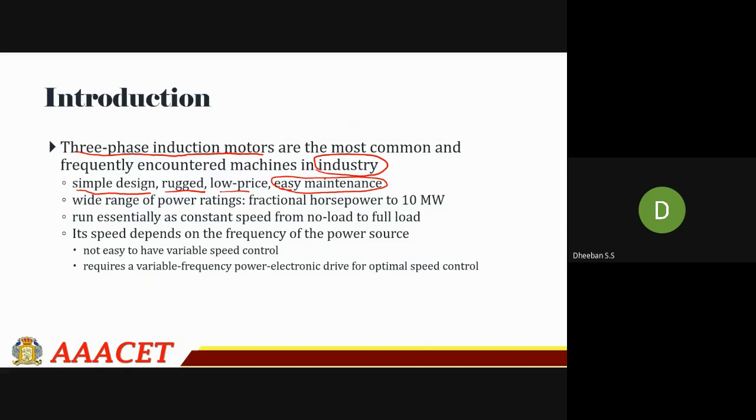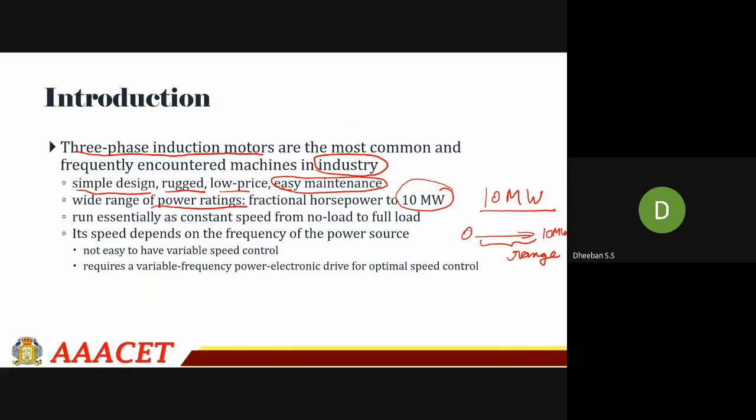Also, you can operate the induction machine for a wide range of power ratings. That is, if your induction machine is rated for 10 megawatt, it can operate from 0 to 10 megawatt, so it can operate in a very wide range of power rating.